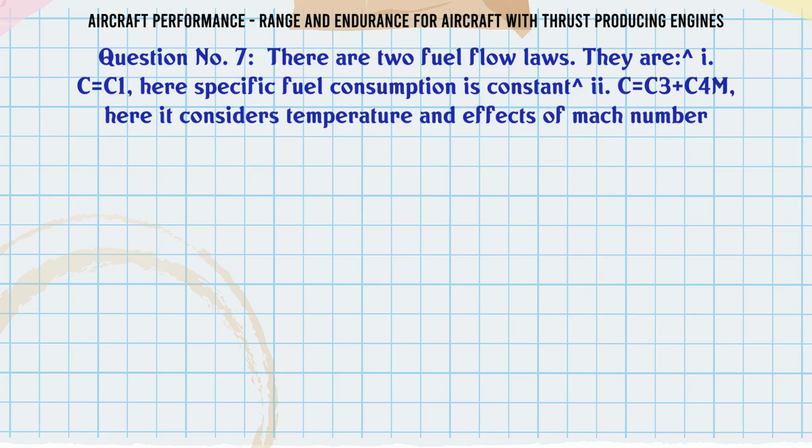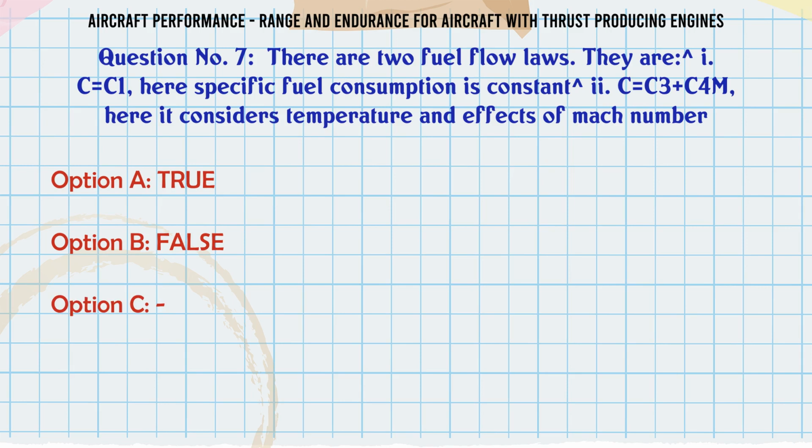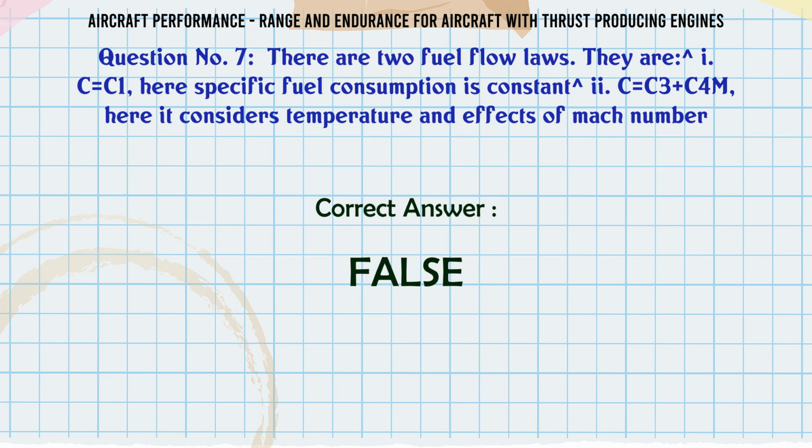There are two fuel flow laws. They are ICC1, where specific fuel consumption is constant, and CC3C4M, which considers temperature and effects of Mach number. A. True. B. False. C. D. The correct answer is false.